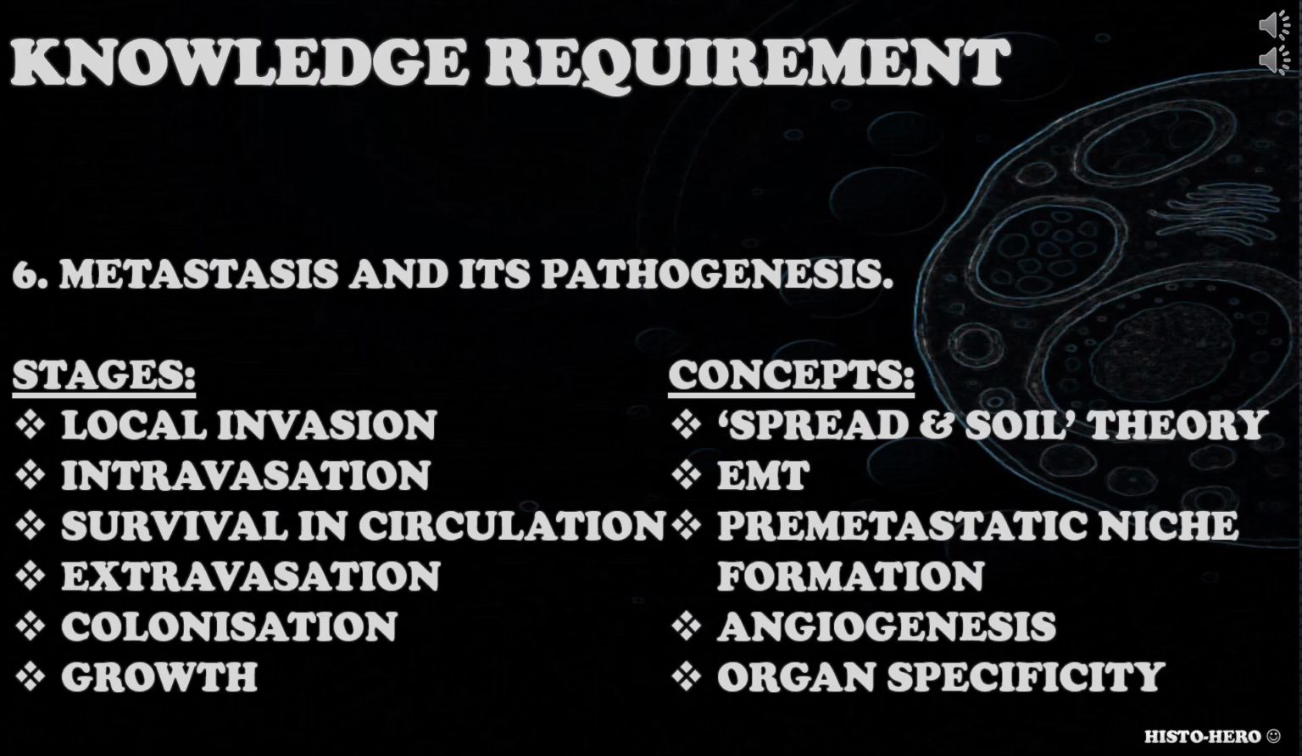When addressing this knowledge requirement, candidates should consider local invasion via motility acquisition, intravasation to enter lymphatic and blood vessels, survival in circulation and evading immune detection to spread, extravasation and exiting vascular system into new tissues, colonization and growth in new tissues, chromosomes and concepts like seed and soil theory, epithelial to mesenchymal transition by gaining migratory and invasive properties, premetastatic niche formation by releasing factors that prepare distant sites for future tumor growth, angiogenesis and new blood vessel formation to provide nutrients to rapidly growing tumors, organ specificity as cancers tend to spread to specific organs, as an example, breast cancers tend to spread to bones, lungs and brain.